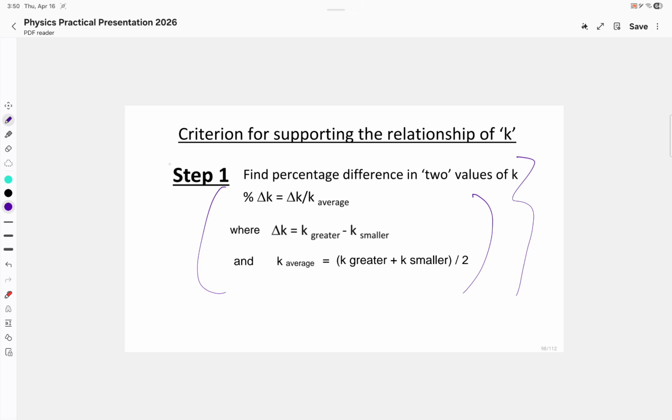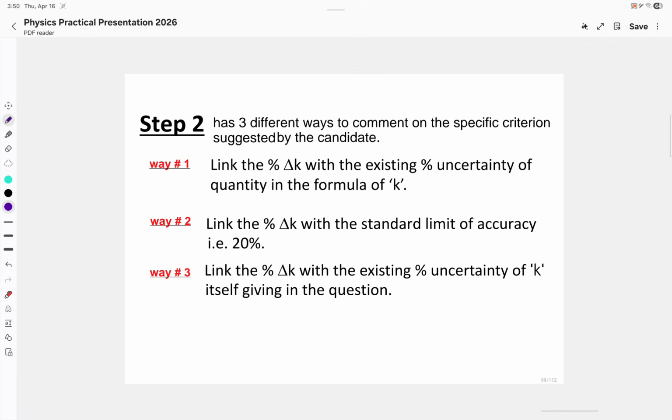You will first, in step 1, find the delta k difference, and then in step 2 you can, in three different ways, write a relationship by linking the difference percentage in the 2 k values with the existing percentage uncertainty of a quantity in the formula of k. This is one of the methods.